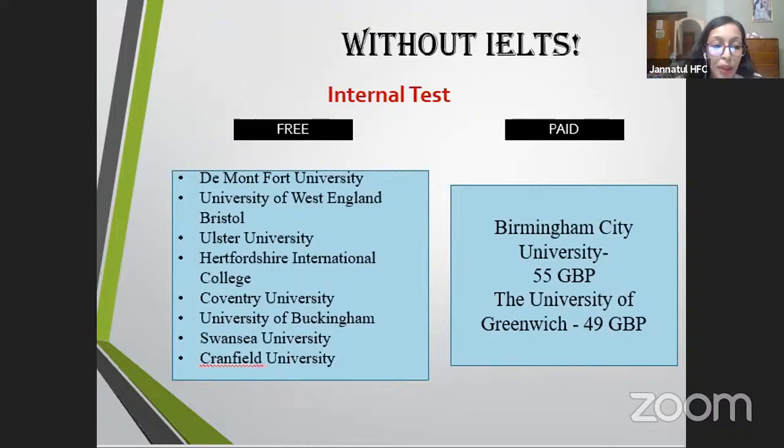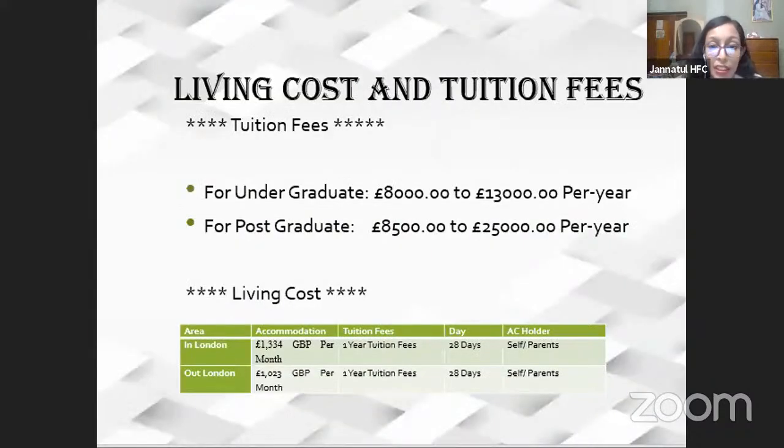Many of you said you want to study in the UK because the living cost is affordable. Yes, in the UK, living costs and tuition fees are affordable. Tuition fees start from £8,000 per year for undergraduate programs, and for postgraduate programs they start from 8,500 British pounds for a 1 year program. For living costs, you need 1,334 British pounds per month inside London, and outside London you need 1,023 British pounds per month.